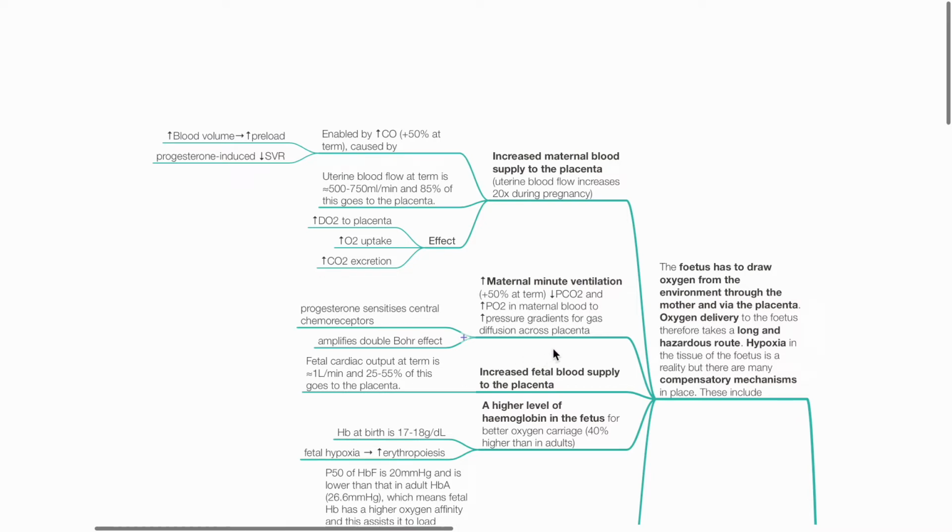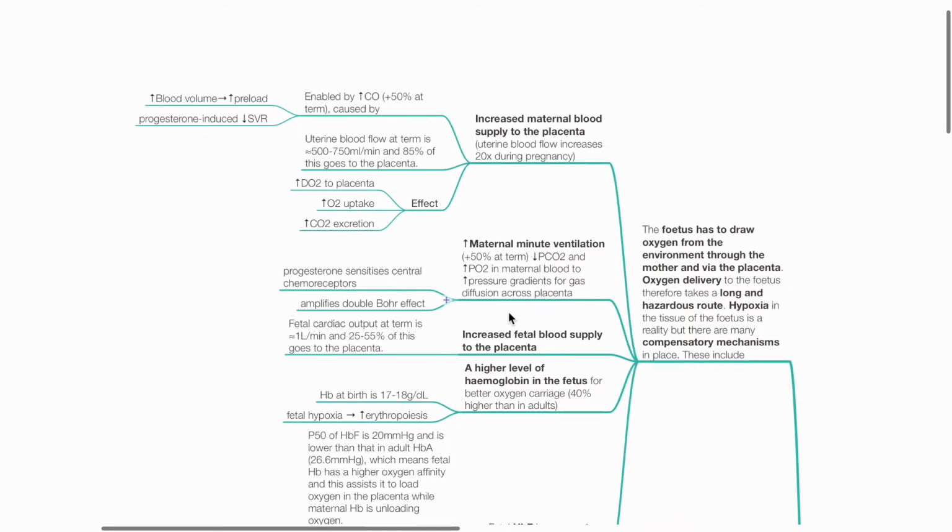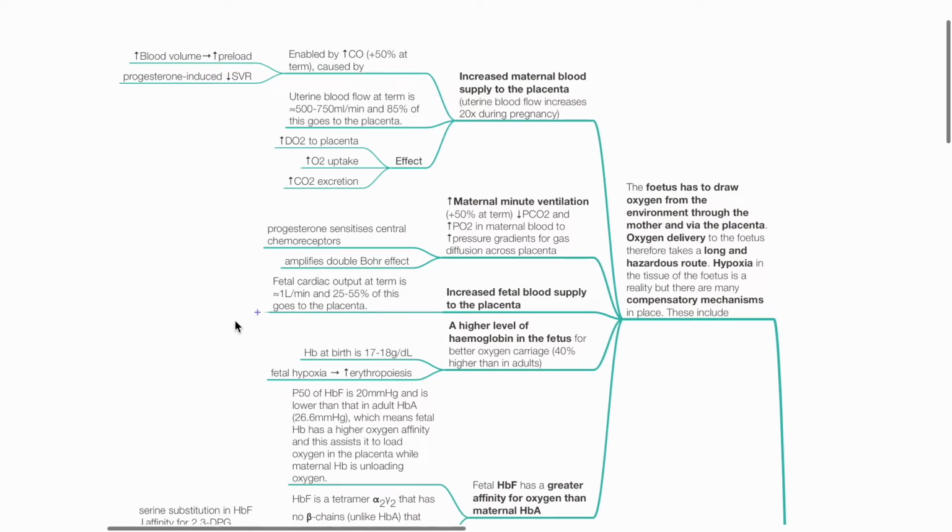Increased maternal minute ventilation by up to 50% at term reduces PCO2 and increases PO2 slightly in the maternal blood to increase the pressure gradients required for gas diffusion across the placenta. Progesterone sensitizes central chemoreceptors. Increased pressure gradients amplify the double Bohr effect.